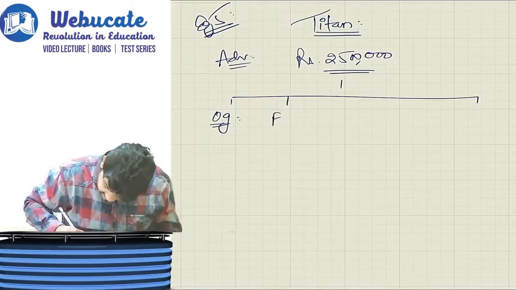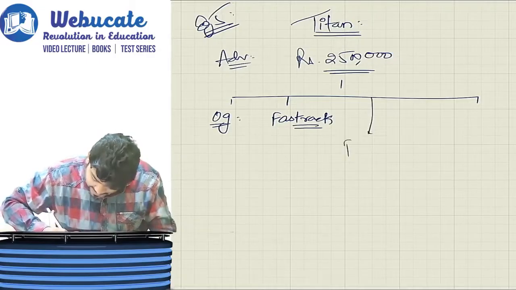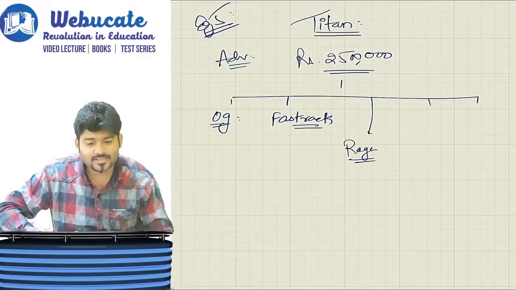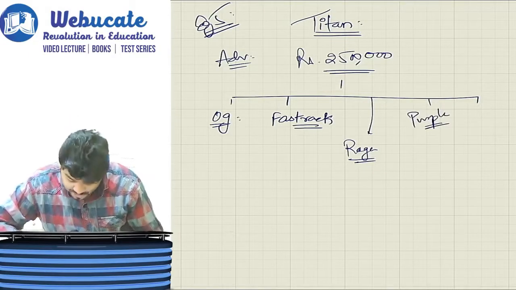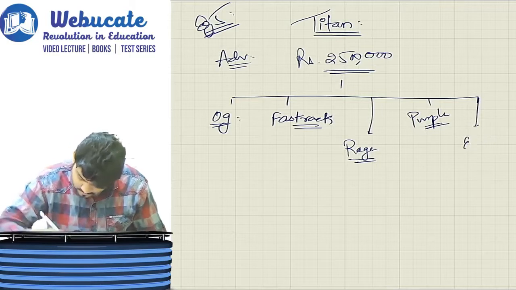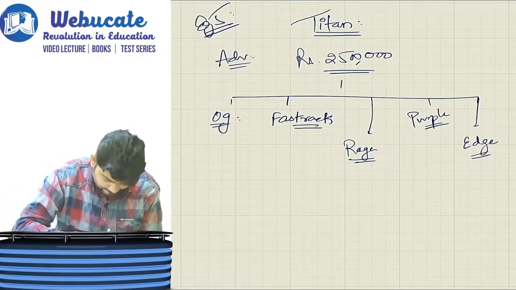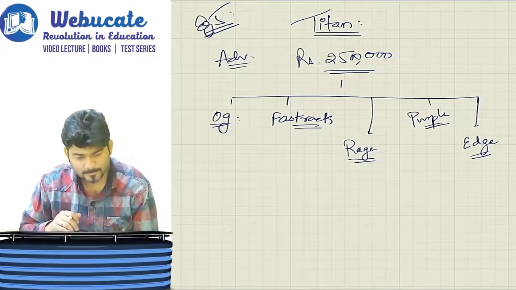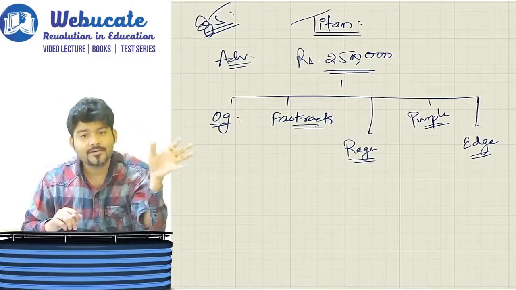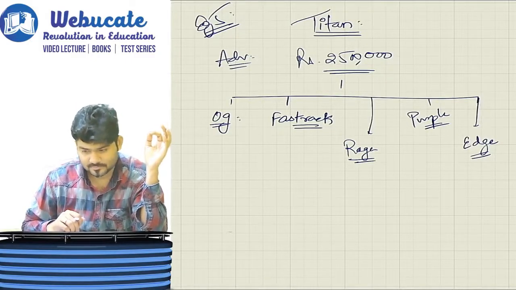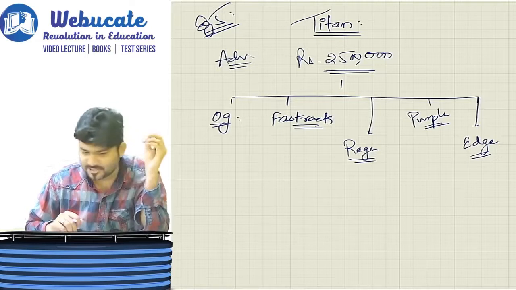Then there is Fast Track, if you would know. Then Titan Raga is there, some Raga brand. No, not Rahul Gandhi. Raga, Titan Raga. Then there is Titan Purple. Then somebody is saying Titan Edge. Right. So can I say there are 5 Titan brands? 25 lakh rupees is the total advertisement cost of Titan.